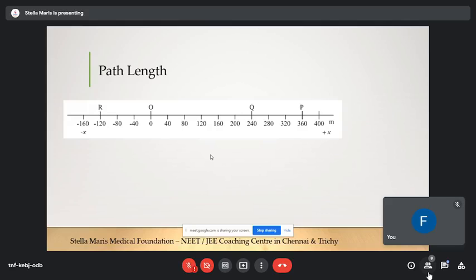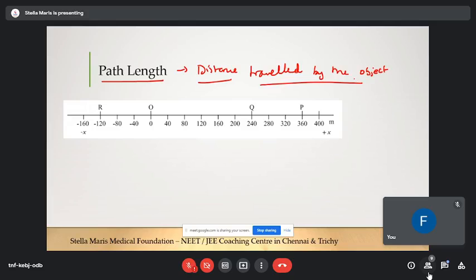So since it has no direction, we can say that distance or path length is always positive. It cannot have negative values. It is a scalar quantity. It has only magnitude and no direction.